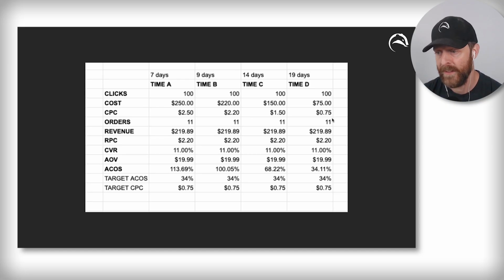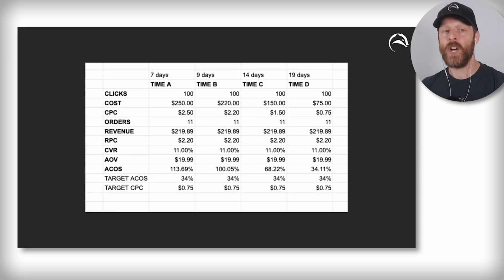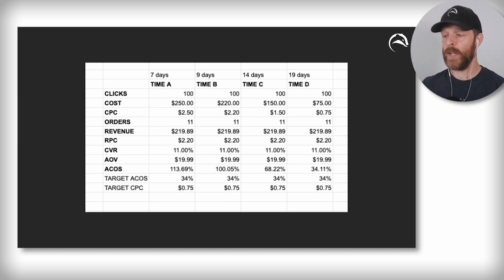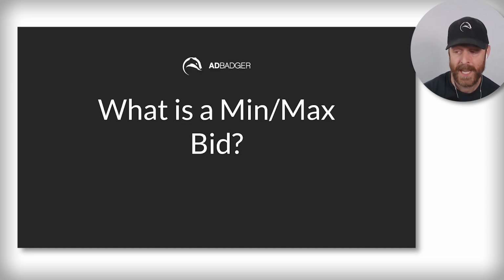So it might look something like this. With a very big bid, it might take you 7 days to get 100 clicks. With a very small bid all the way on the right side here, it might take you 19 days to get the same 100 clicks. This is why, as Amazon sellers, we are bidding for performance and efficiency, how much we're spending versus what we're generating, as opposed to just clicks per day. That is why bid optimization is such a vital part of this entire process.